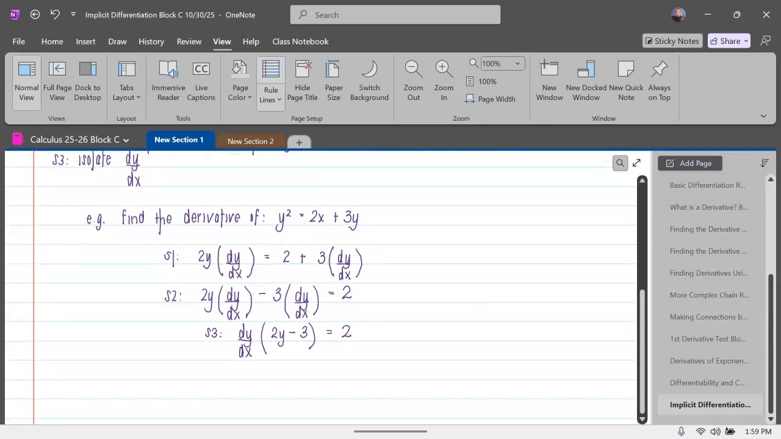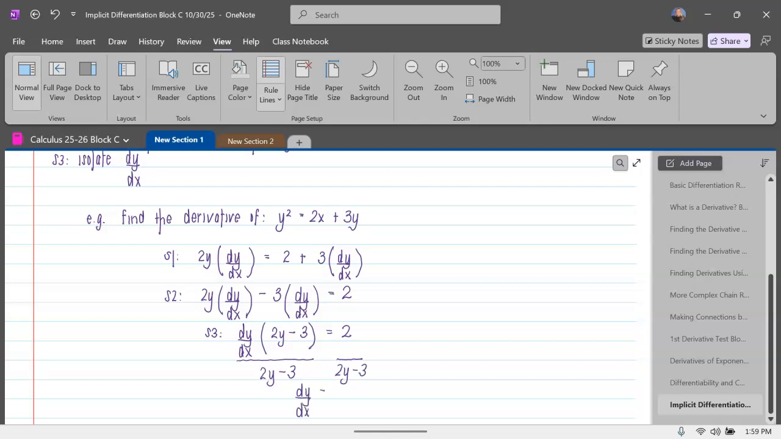Now how are we going to get dy dx by itself? Divide both sides by 2y minus 3. And your final answer is dy dx equals 2 over 2y minus 3. Does anybody have any questions? Are we sure? No questions. Everyone's feeling good. We're sure.